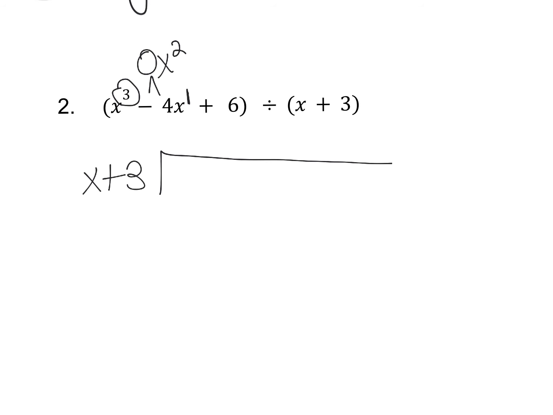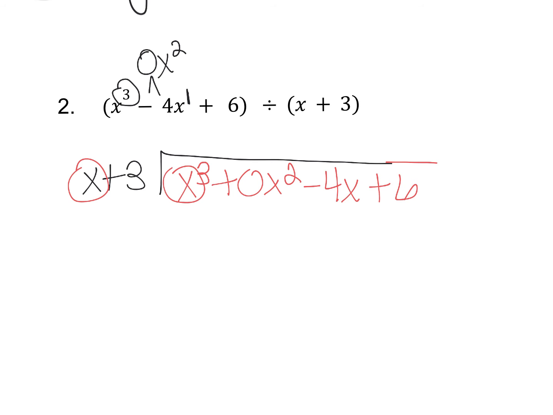So we are going to put underneath of the house, we're going to have x to the third plus 0x squared minus 4x plus 6. And again, all we did there was we had a place filler for that x squared, so it has a spot. Now we are going to divide, and we have an x and an x to the third. Okay, x times what will get me x to the third? Well, that would be 1x squared.